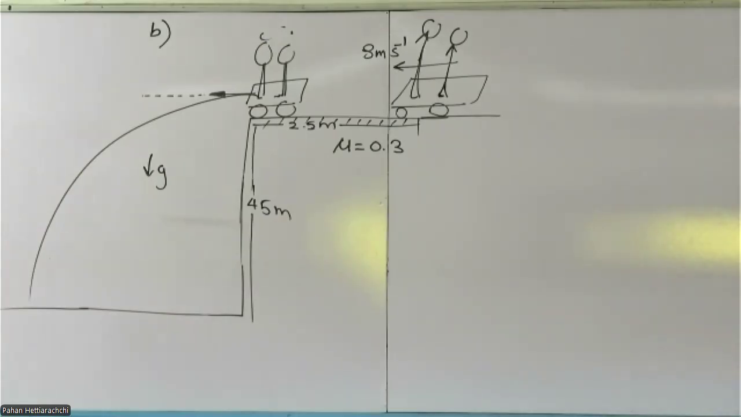After the second man jumps onto the trolley, they have obtained 8 meters per second leftward velocity. With that leftward velocity, a 2.5 meter length remains before they have to jump to the lower ground level. Meantime, they have to pass this final 2.5 meters on a rough surface having a frictional coefficient of 0.3.